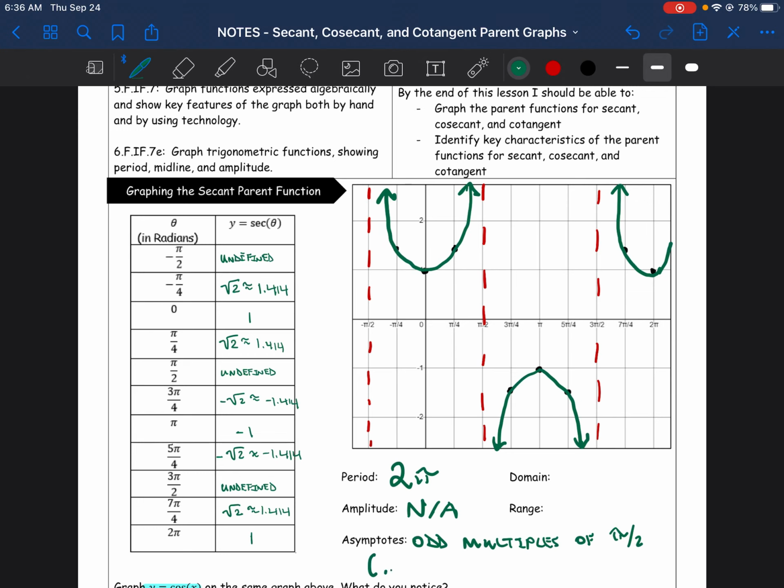And that would be, again, negative pi over 2, positive pi over 2, 3 pi over 2, 5 pi over 2, and so on. Okay? So the domain, if we think about the domain here, all real numbers are possible except for values that are asymptotes. So I'm going to say all real numbers except at asymptotes.